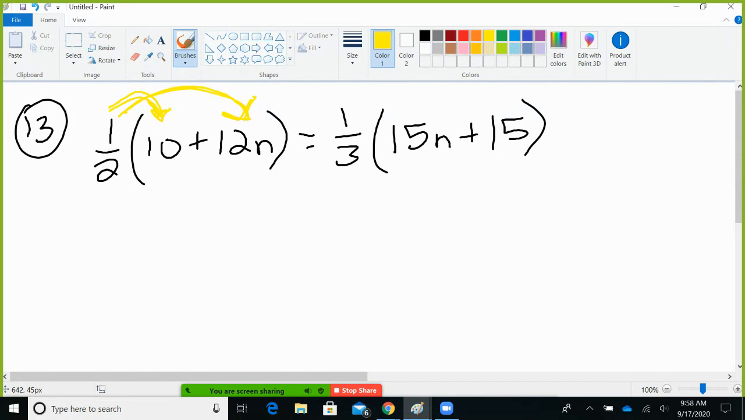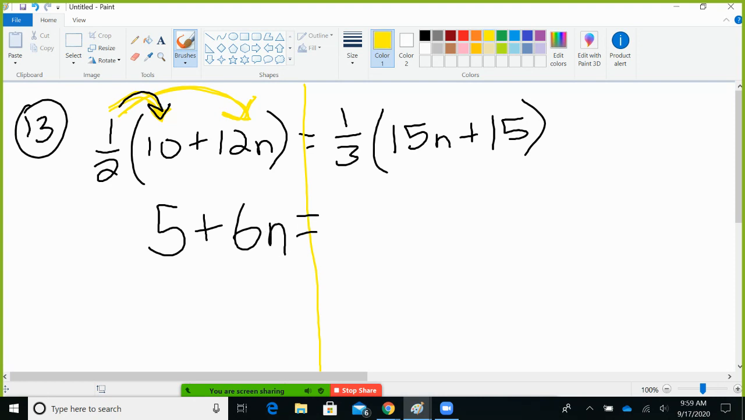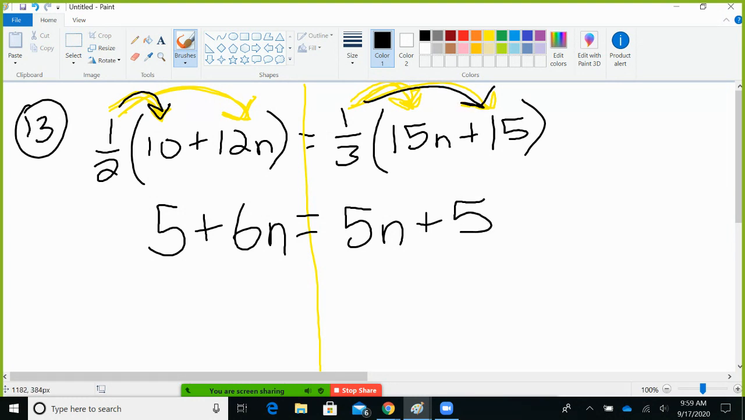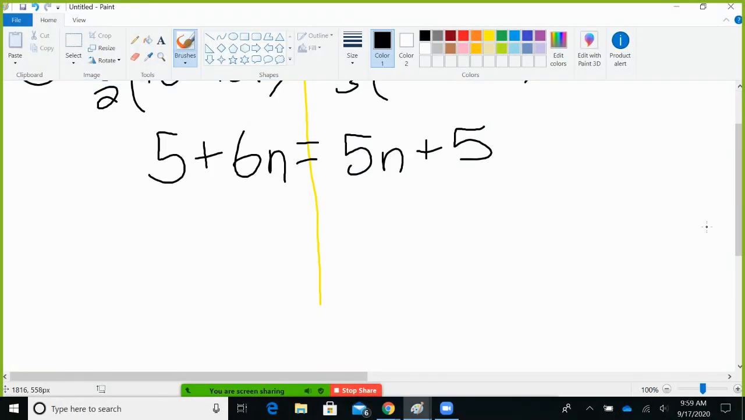So for this first one, what is 1/2 of 10? What's 1/2 of 10? 5. And then 1/2 of 12n is 6n. And we'll do the same thing on this side. What's 15n divided by 3? 5n. And then 15 divided by 3 is 5. So we have 5 plus 6n equals 5n plus 5.